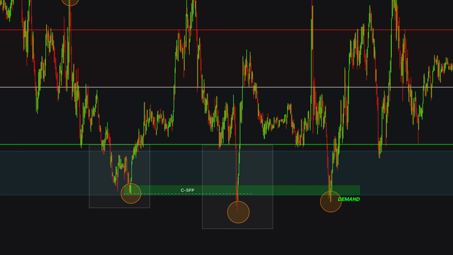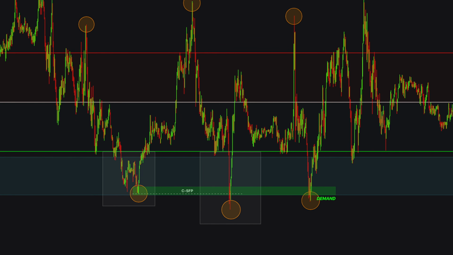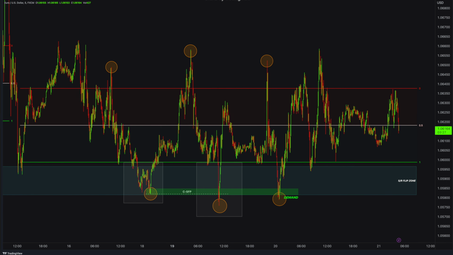Now I want to pause a second here. The swing failure pattern is just a concept, a pattern.